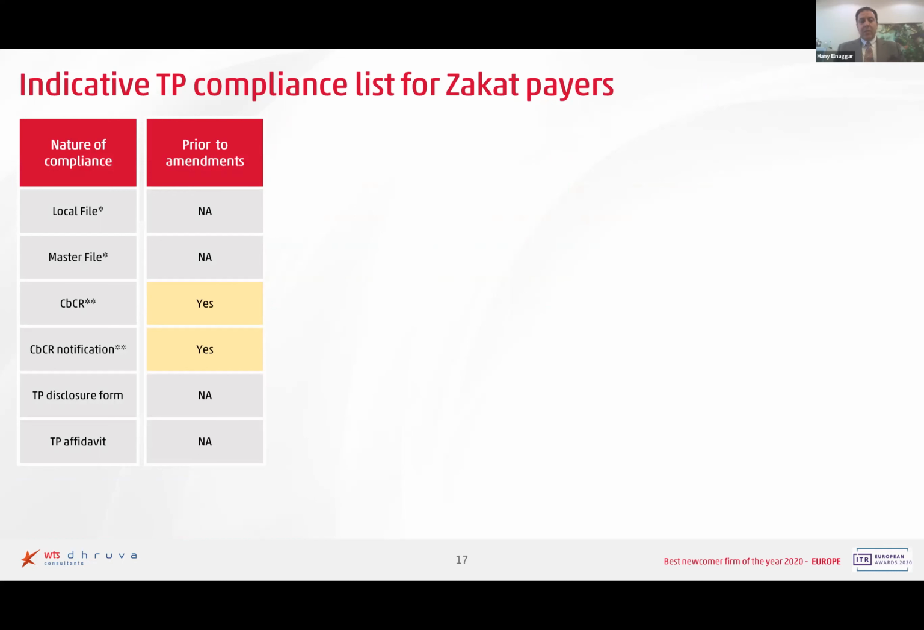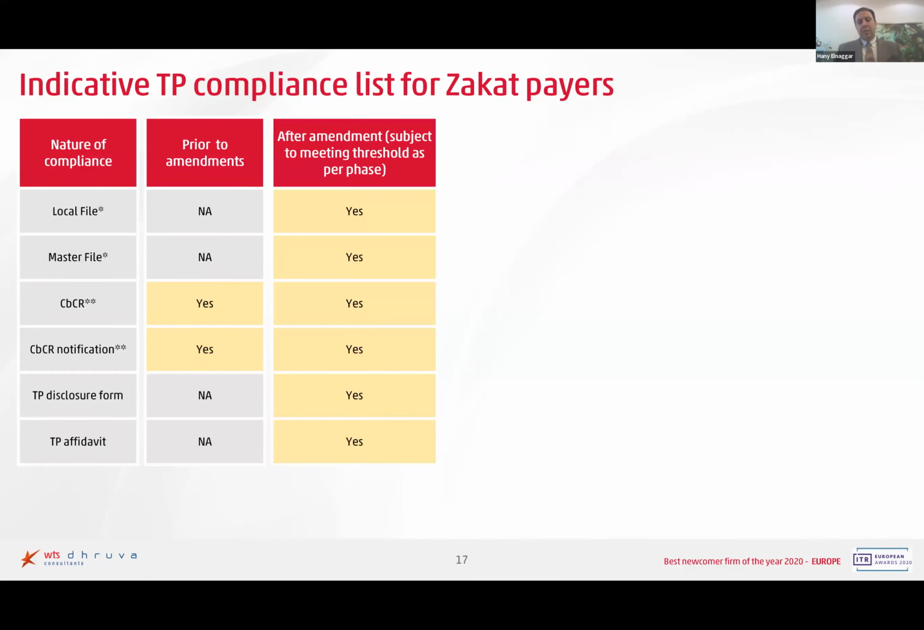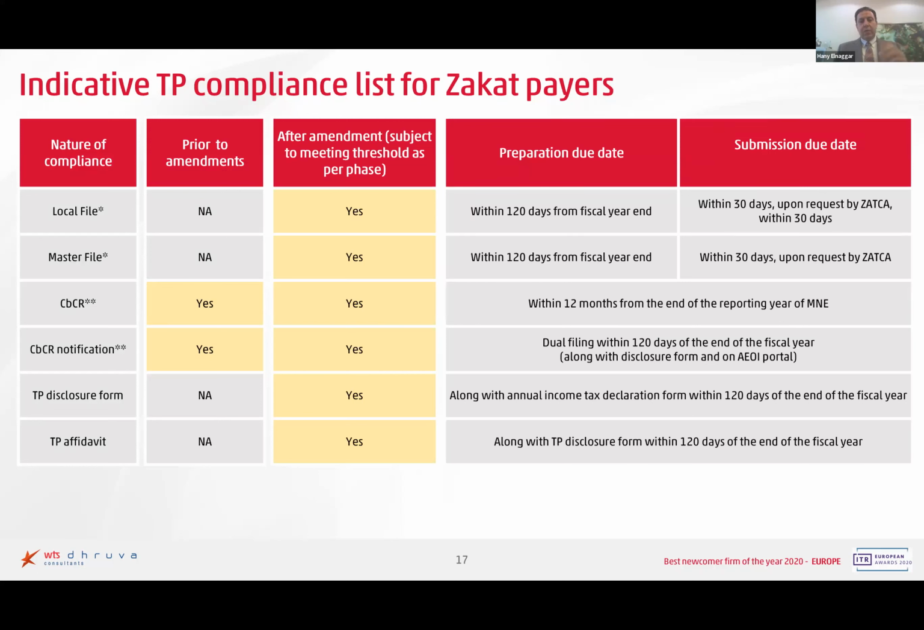The same six main compliance requirements will be here: local file, master file, country by country reporting and notification, TP disclosure form, and TP affidavit. Prior to the amendment, all of them were not applicable except for country by country reporting and notification. Let's see what will happen after these changes. Now we can see all of them start to be yes. So from a compliance perspective, all of them will now be required and needed in KSA. So the KPR now should be compliant with all these requirements.